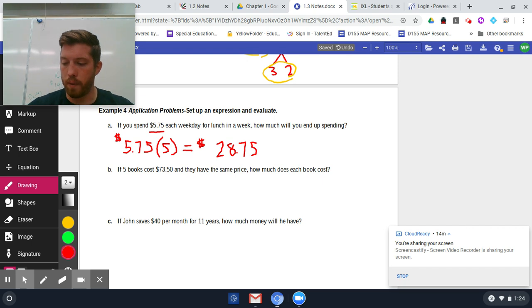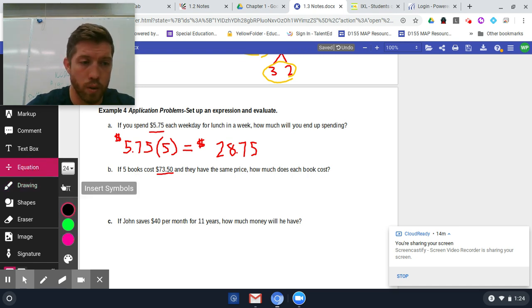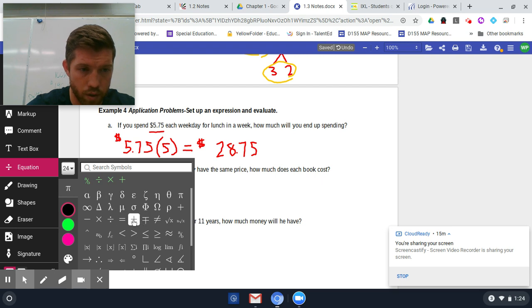Okay. The next one, we have 5 books that cost us $73.50. So all of those combined cost this much. We want to know how much each book costs. Okay, so this is where a division problem is. We've got to use a division problem. So I'm going to insert my division right here, or actually this one. You don't have to do it this way. I'm just showing you guys another way to do it. Right there.